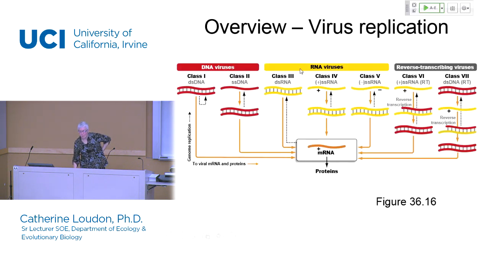So this is shown diagrammatically in figure 36.16, which is now in front of you, which is an overview of the different ways that a virus can replicate. We've got several different major classes of viruses as shown here. If we start on the left, we've got two classes labeled DNA viruses, double-stranded and single-stranded DNA viruses. Then moving to the right, we've got some RNA viruses, double-stranded RNA, single-stranded RNA, and both plus and minus. The plus and minus refer to the so-called sense of the RNA virus.